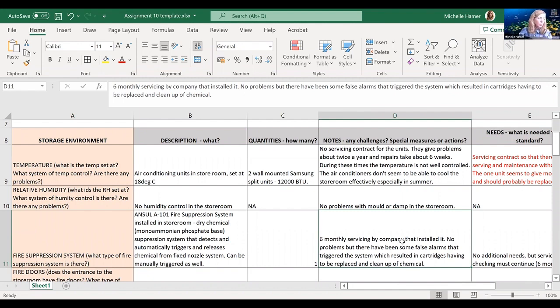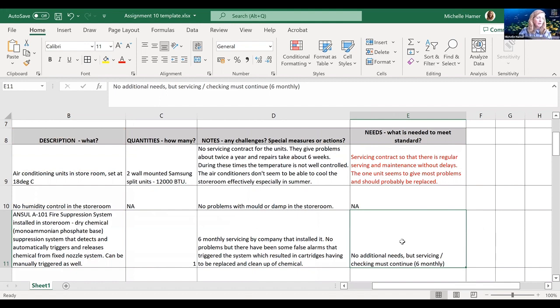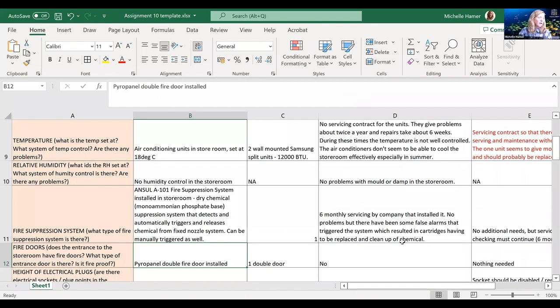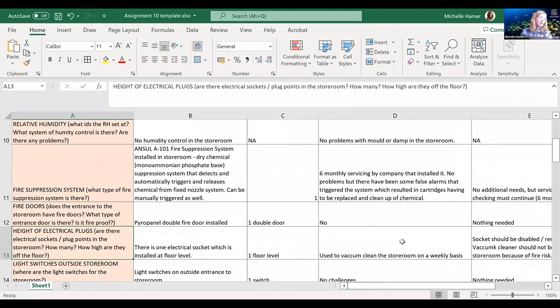Fire doors, you have them. If you don't, then you probably need to look at fire doors, especially for a wet collection storeroom where wet collections are. The height of electrical plugs. Ideally, you shouldn't have electrical sockets in your wet storeroom just because of the vapor buildup. And if you do have them, they should be higher off the floor, and you might need to think about taking them out.